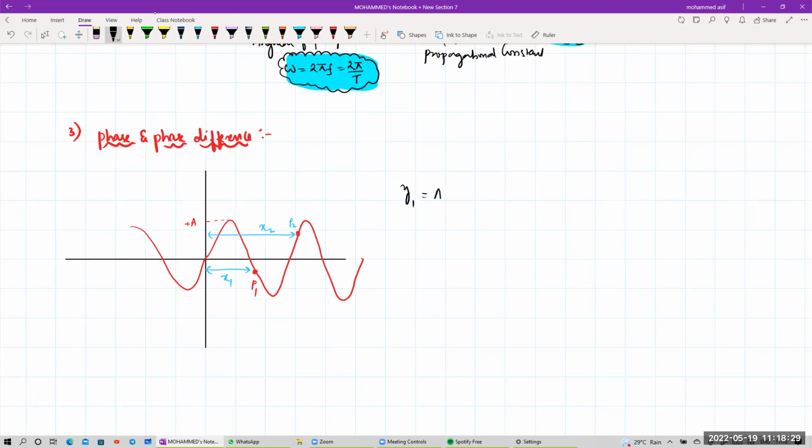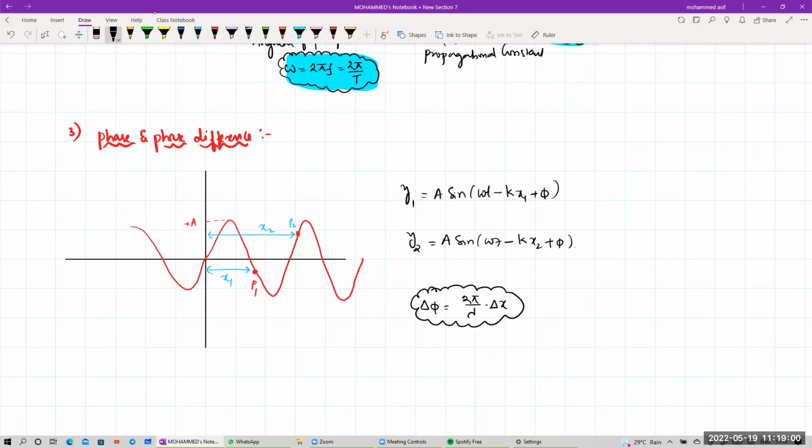y1 is equal to a into sine of omega into t minus k times x1 plus phi. The same way, y2 is equal to a into sine of omega into t minus k into x2 plus phi. So if I need to write the phase difference, delta phi will be equal to 2 pi by lambda into delta x. So this is your phase difference formula: delta phi is equal to 2 pi by lambda into delta x.